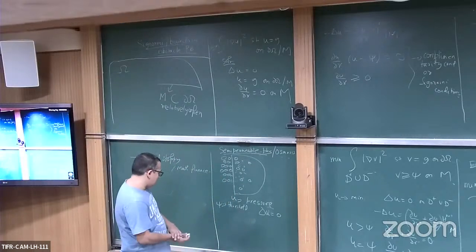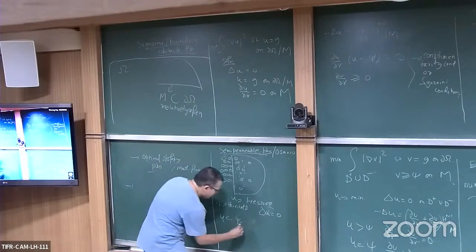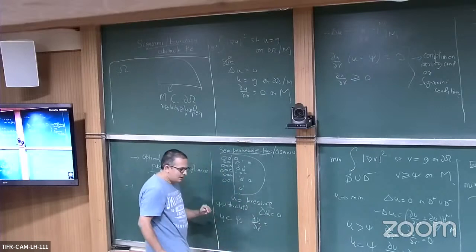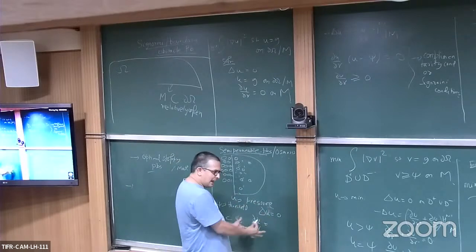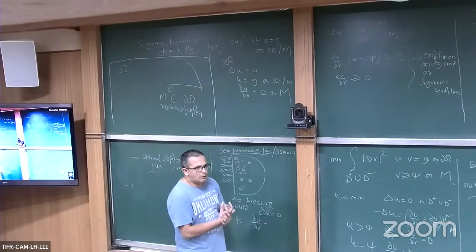So U is the threshold. If U is less than psi, the flow continues, and this should be related as del U by del mu should be a certain function. Let me write it down. Then I will rescale this problem, and in the limit I will obtain this boundary obstacle problem.